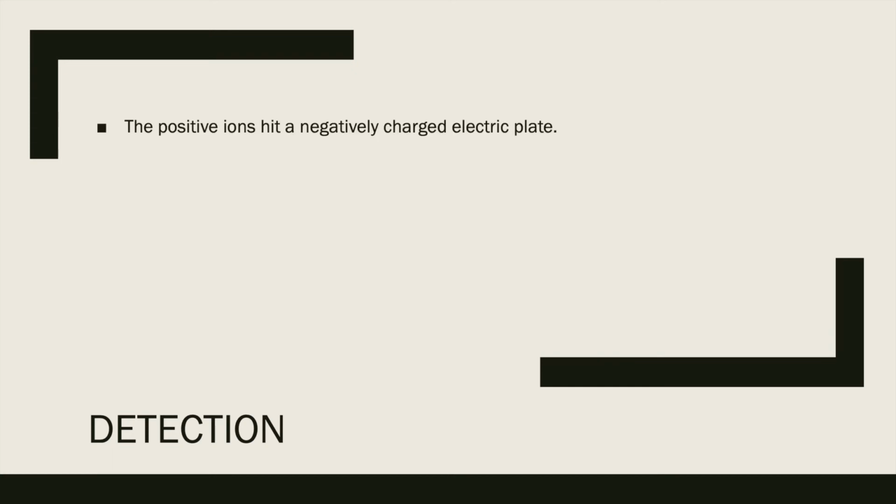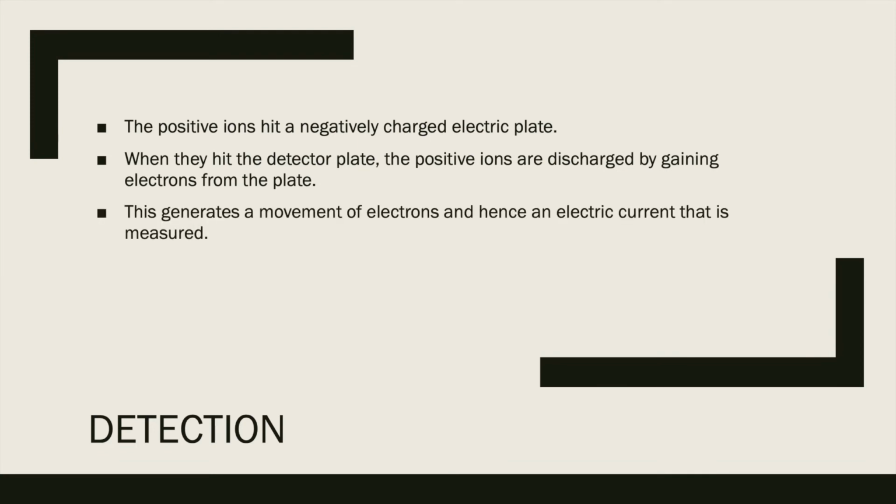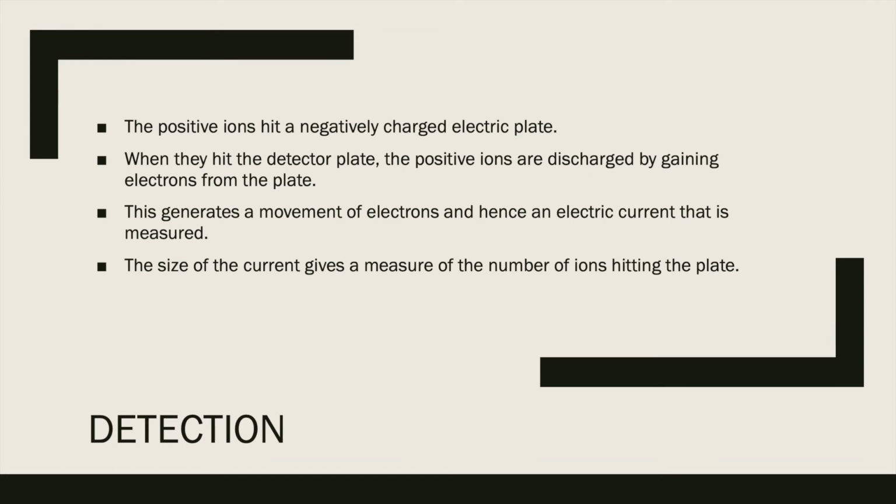Stage 4 and the final stage is detection. Detection is where the positive ions hit a negative charged electric plate. When they hit the detector plate, the ions are discharged by gaining electrons from the plate. This generates a movement of electrons, and an electric current is measured. The size of the current gives a measure of the number of ions hitting the plate.